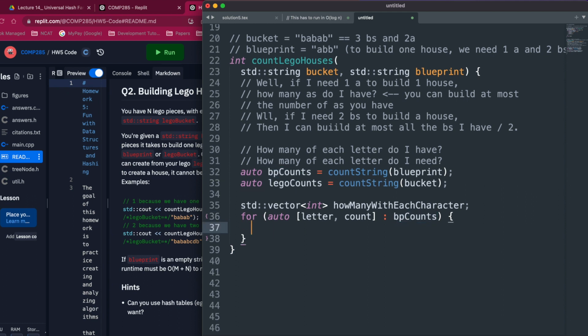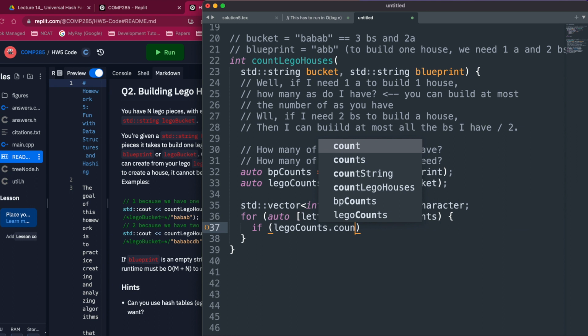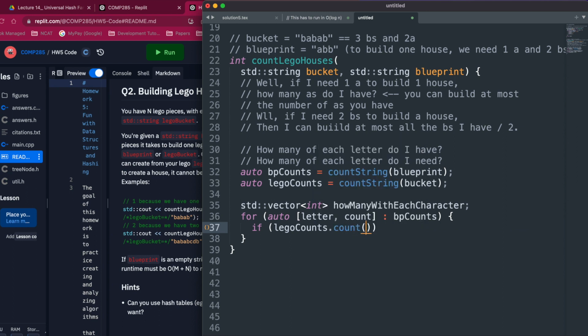So what we want to do is check, well, do we have any of these in our Legos? Like, do we even have any A's in our bucket, right? So we would count how many of the letter we have, and if that's 0, then we can immediately return 0, because we cannot build this house. We don't have any A's in the bucket, and it requires at least one A. That's the only way it would be in our count map, blueprint count, right?